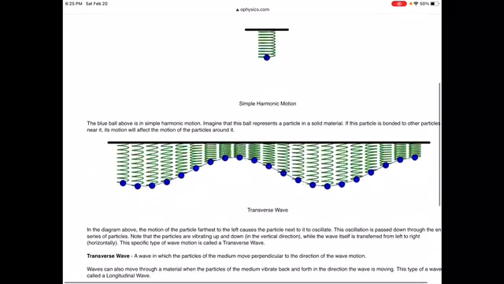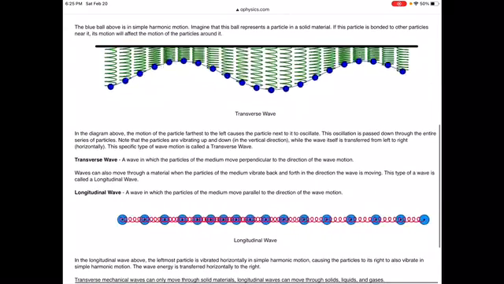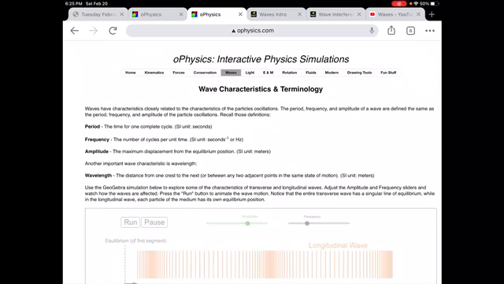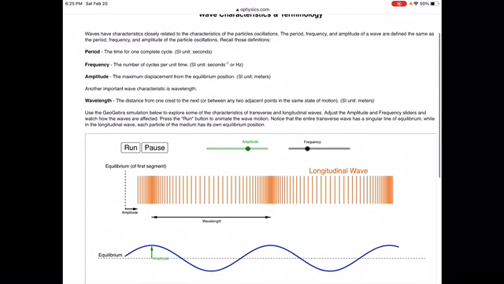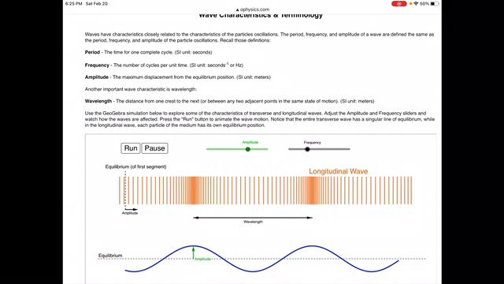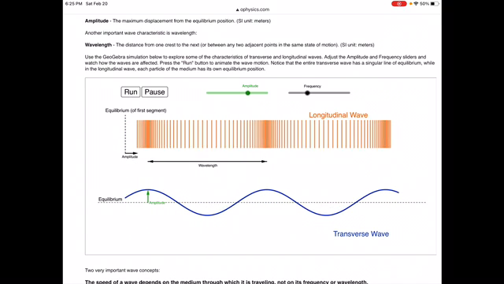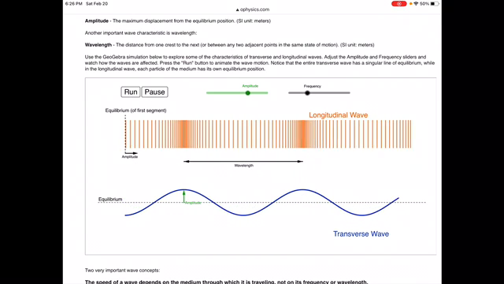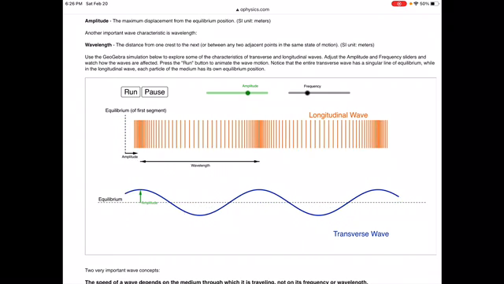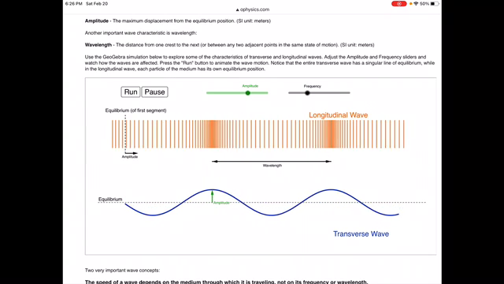And here's an example of a transverse wave and a longitudinal wave. We talked a little bit about period, frequency, amplitude, and wavelength. Here is a simulation of that. So we've got a longitudinal wave and a transverse wave. And we can see the wavelength labeled and the amplitude. The frequency would be the number of cycles per second. So we could take a stopwatch and measure to see how many cycles per second are being created here.